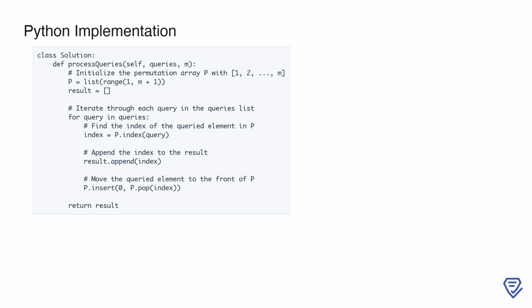For each query, the code uses the index method of the list to find the position of the queried number in P. This operation is O(m) in the worst case since it involves scanning the list. The index is appended to the result list. Next, the queried number is moved to the front of the permutation list. This is achieved by removing the element at the found index using pop and then inserting it at the beginning using insert. Both operations are efficient given the constraints.